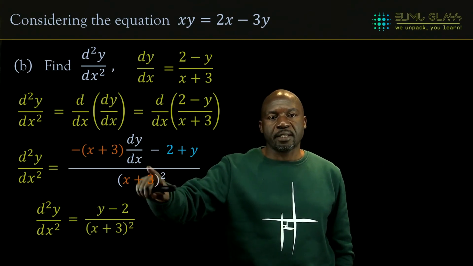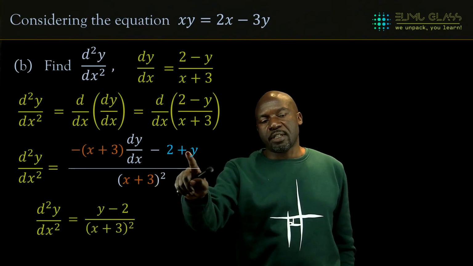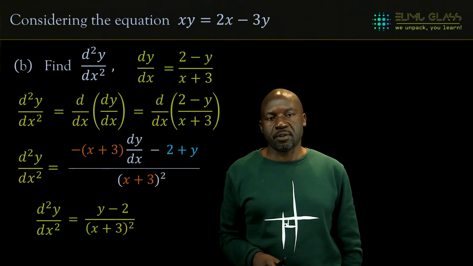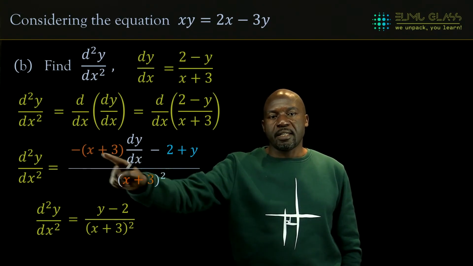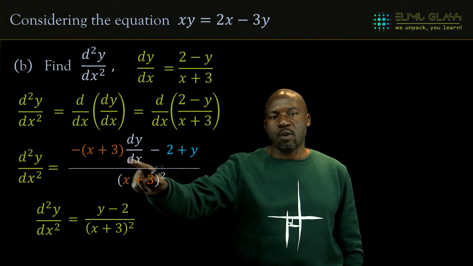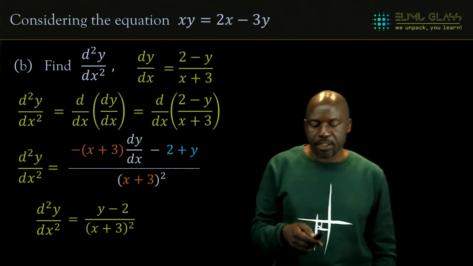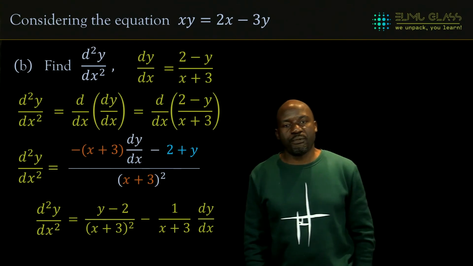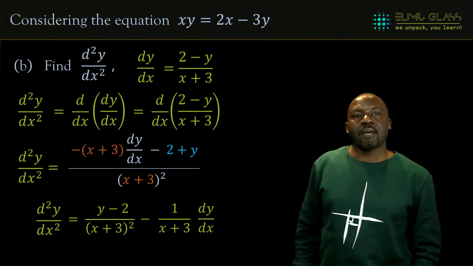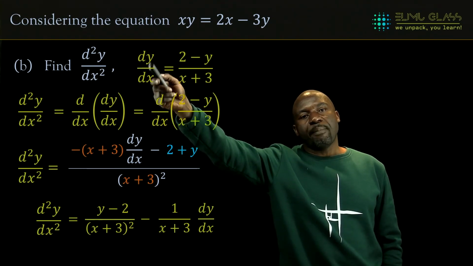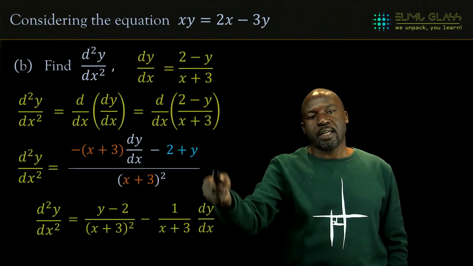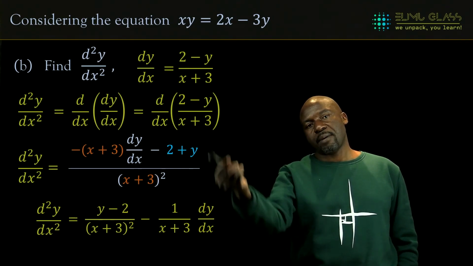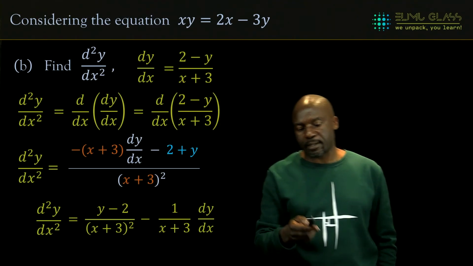And so d squared y by dx squared becomes, I will start with this, y minus 2 divided by (x plus 3) squared, and then it's going to be minus, but this goes with one of them, and now we have negative 1 over (x plus 3) times dy by dx. All right, we have found the second derivative, except that we already know what dy by dx is, so we could put it here to replace dy by dx.